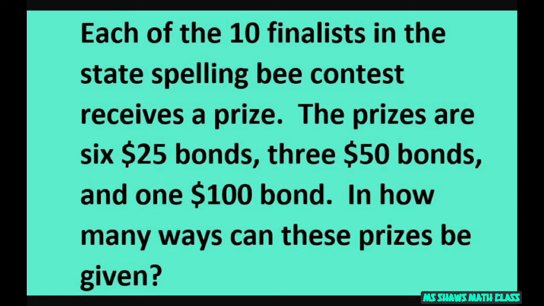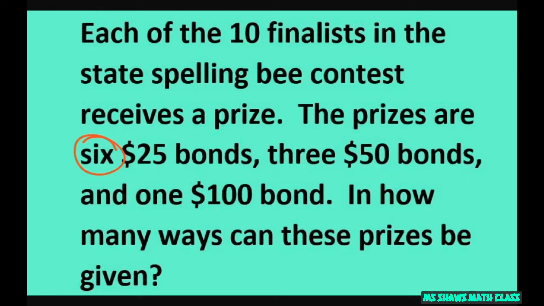Each of the 10 finalists in the state spelling bee contest receives a prize. The prizes are 6 $25 bonds, 3 $50 bonds, and 1 $100 bond. In how many ways can these prizes be given?